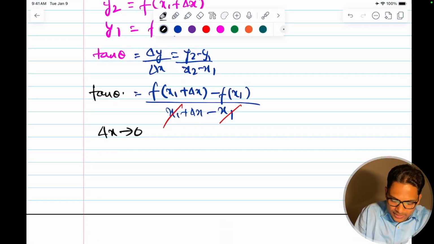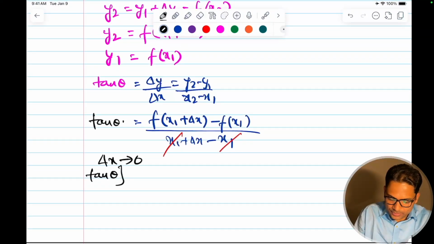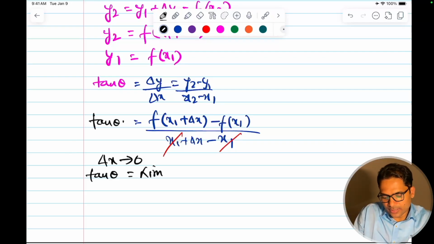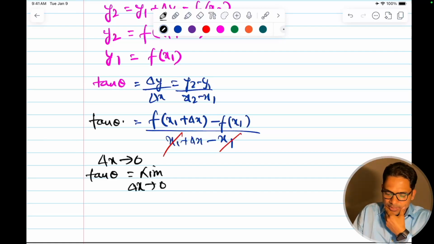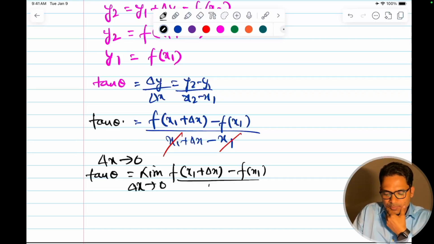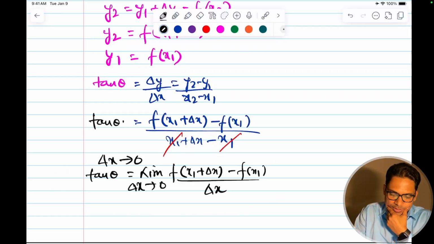So now my tan theta will become, at a given point, x1 or whatever, so here it is x1. I'll generalize it directly. I'll get rid of x1 x2 here. So tan theta will be equal to, if I put limits, that means delta x tends to 0, and I'll keep the same thing, f of x1 plus delta x minus f of x1 by delta x. So this is now your tan theta or your slope formula.